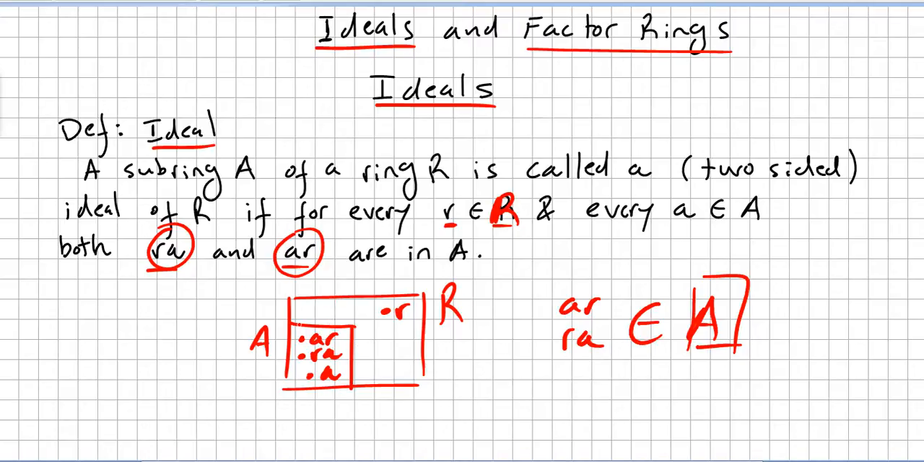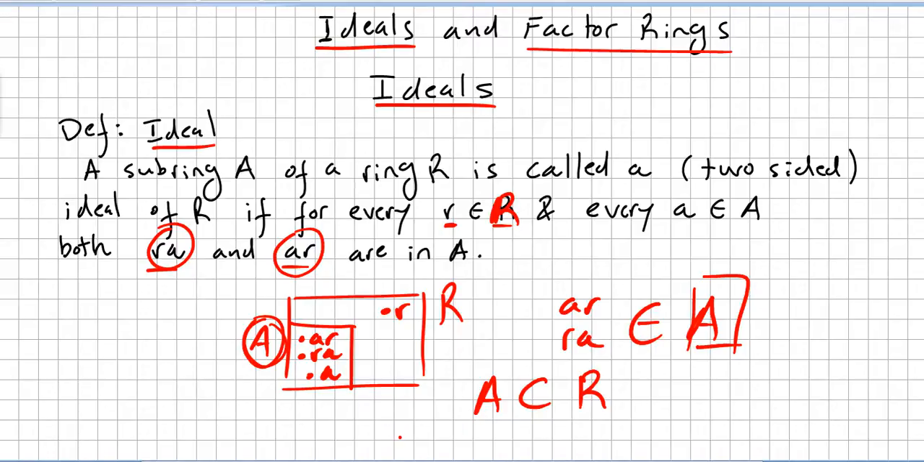This ideal A of the ring is called a proper ideal if A is a proper subset of the ring. So A should be a proper subset of the ring.